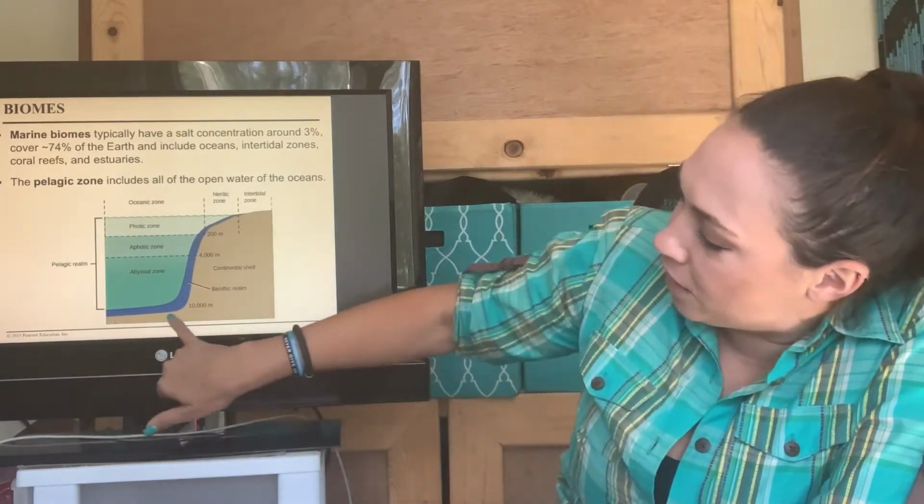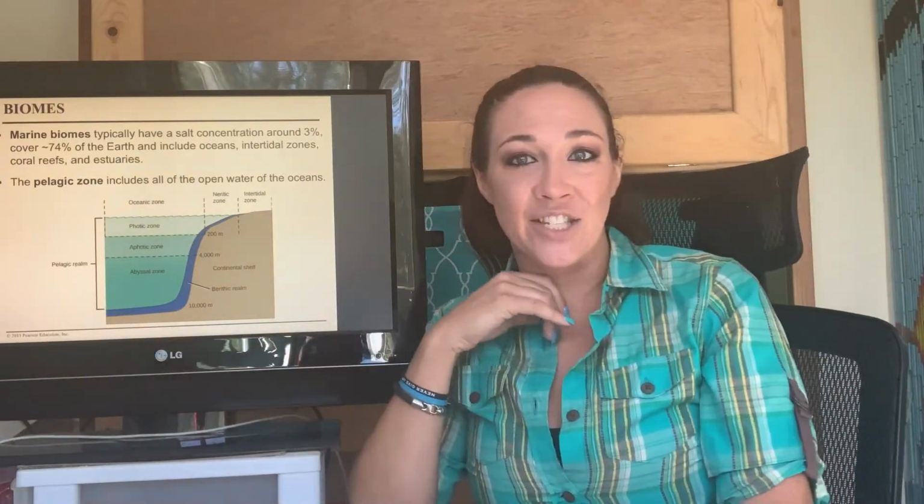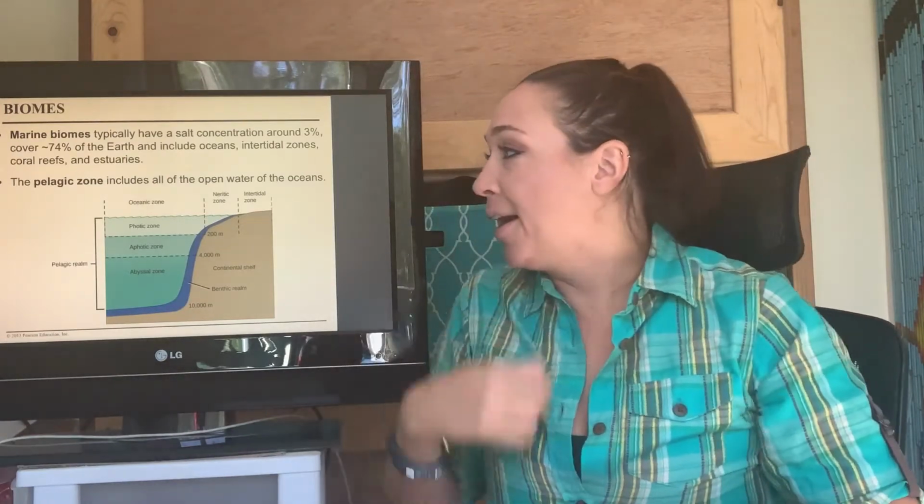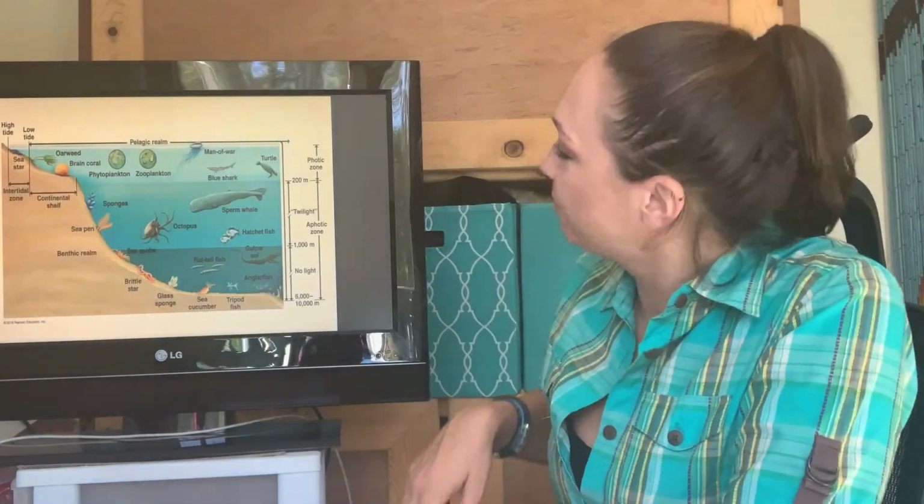This blue area going all the way from the intertidal all the way down is known as the benthic zone. The benthic zone just means the bottom. Okay, so once you hit the actual bottom, that is considered the benthic zone. Okay, that's it. Let's see some organisms who live in each of these areas.